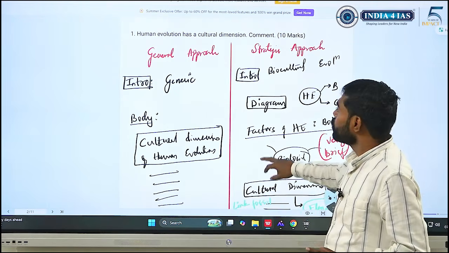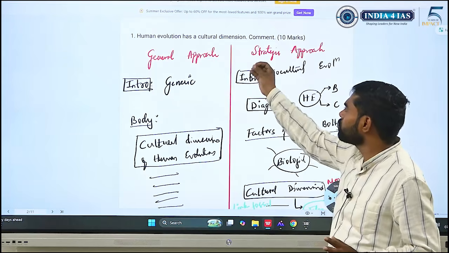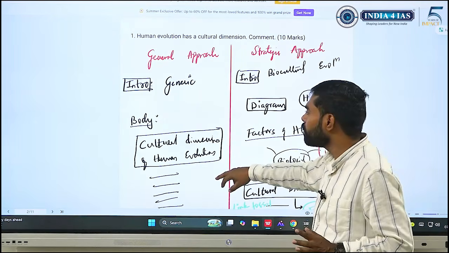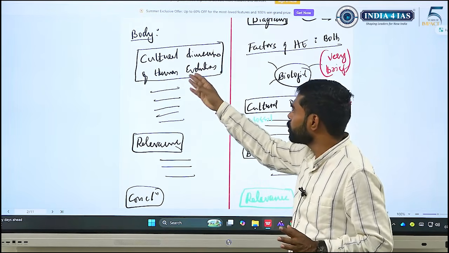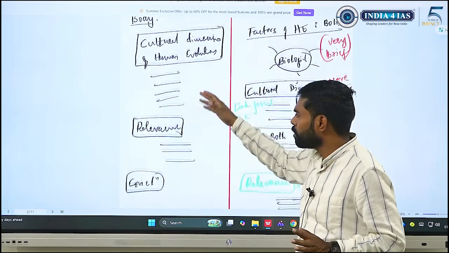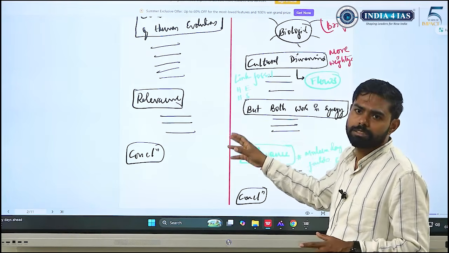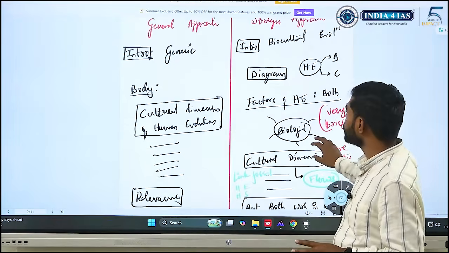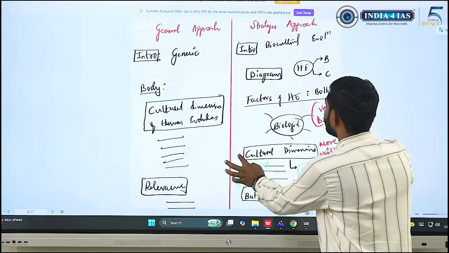So what would be the general approach? Write a generic intro: what is evolution, or how cultural dimension is involved in evolution. That would be the general introduction. And in the body, what will you do? The direct demand is the cultural dimension of human evolution, and we'll list out the points, then write the relevance of this particular aspect, and then the conclusion. So we have 4 dimensions. Let me zoom out a bit.